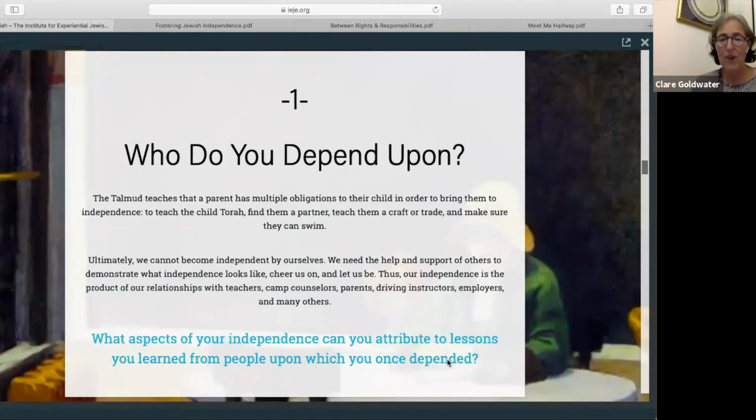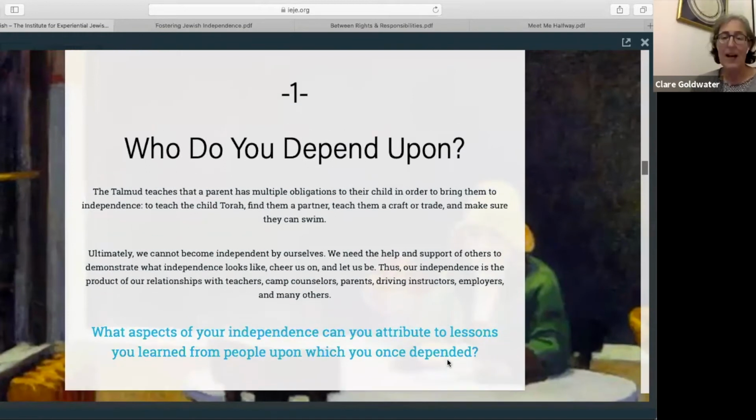We're going to start with the first chapter. Who do you depend upon? And how did you become independent from those people? So let's start. Can I ask somebody else to read this part, please? Yes, Esther.